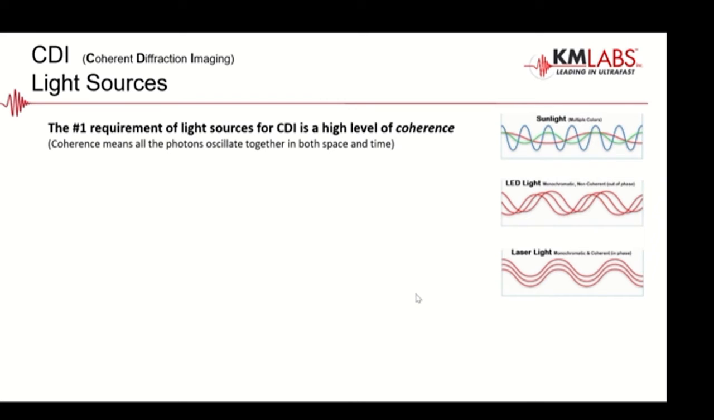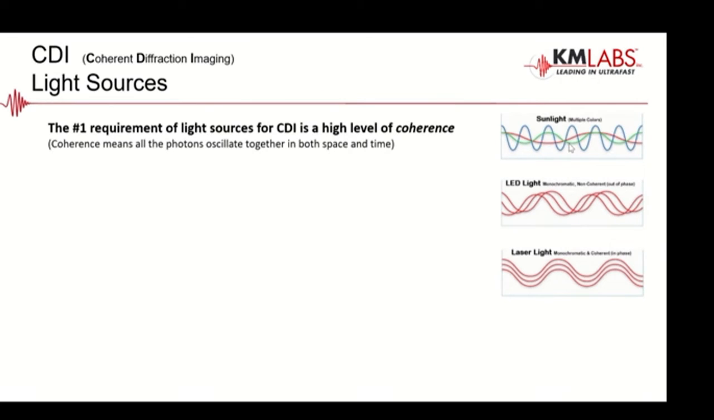So light sources, what's required for CDI? Well, the number one requirement of light sources for coherent diffraction imaging, kind of right in the name, is a high level of coherence. And coherence means that basically all the photons are oscillating together in both space and time.